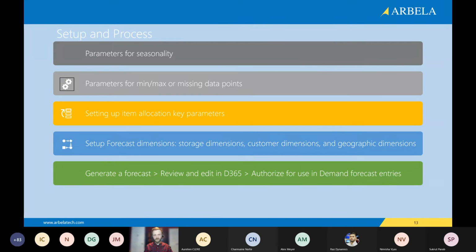You can set parameters for missing data points. If I had a month of no sales, but that's not something I would ever project, maybe I want to use the mean or the previous forecast period's value, I can set that in my parameters as well.